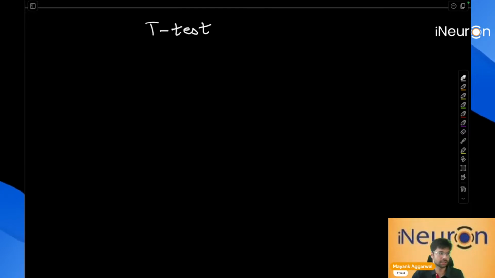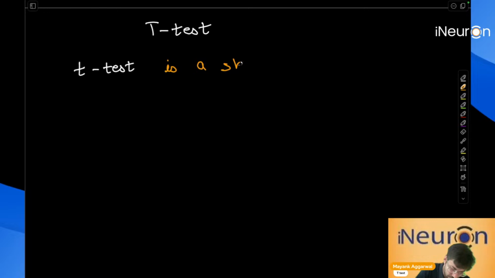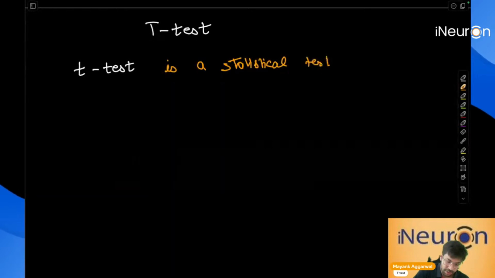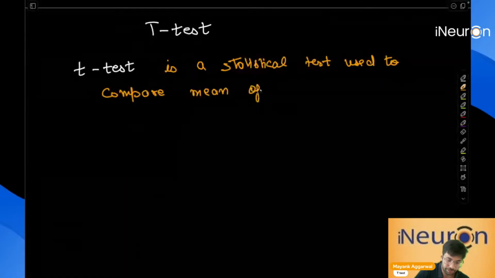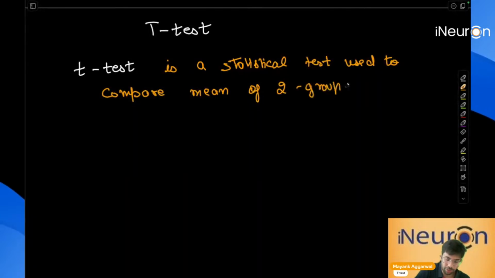T test. Let me now start with the theory, everyone. The T test is again a statistical test only. It is very close to your Z test. It is a statistical test used to compare the mean of two groups.